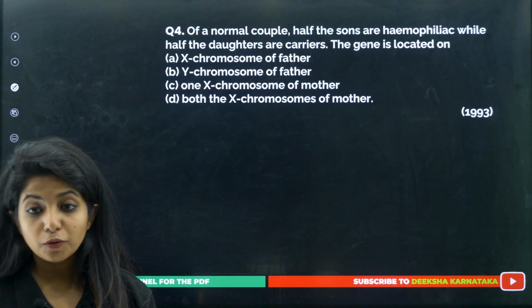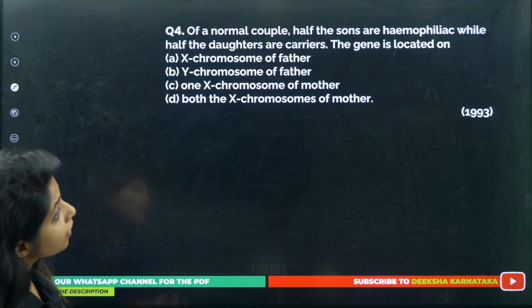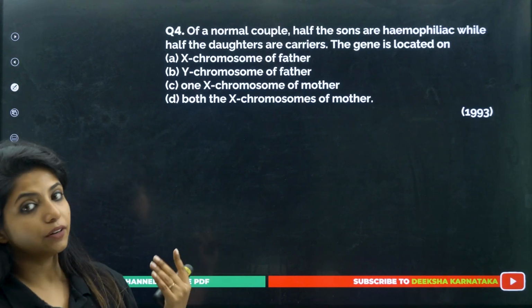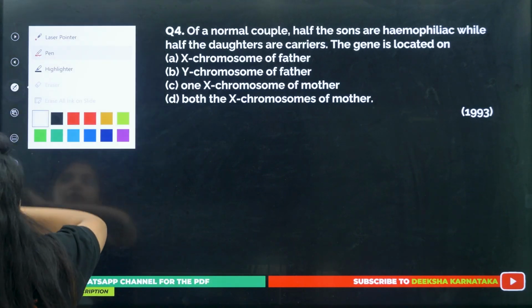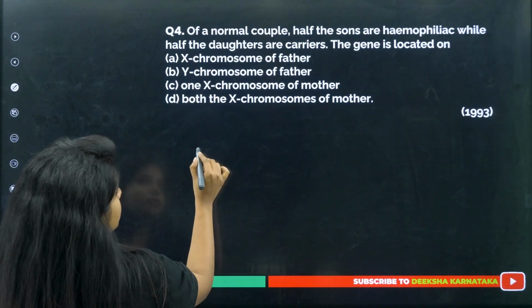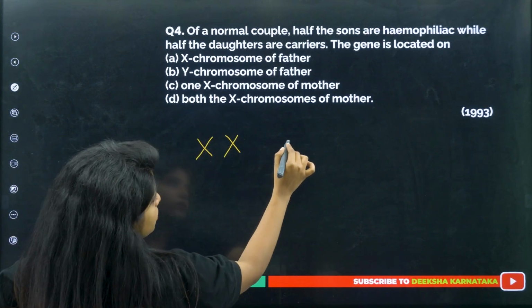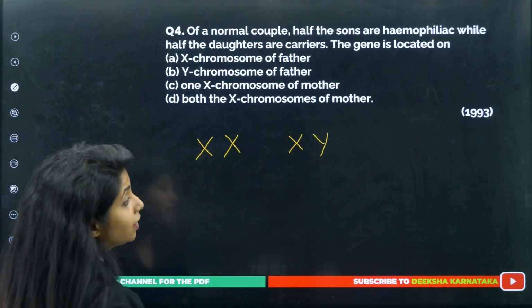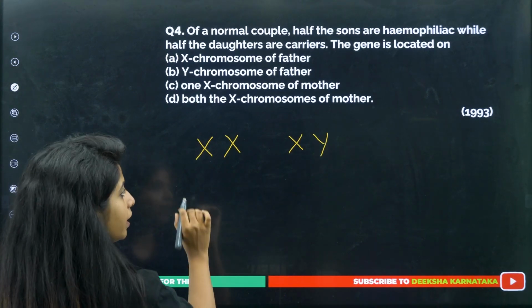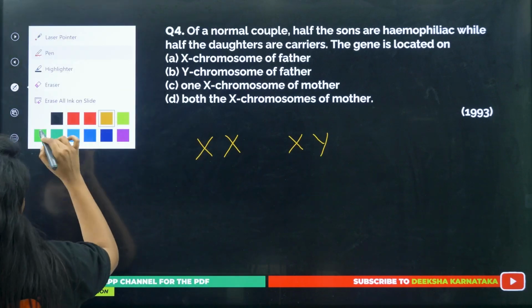Okay, now let's do the fourth question. Of a normal couple, half the sons are hemophiliac, while half the daughters are carriers. The gene is located on. Very great information, but we still need to find out. So they are saying there's a normal couple. Let's assume they are normal couples. And they are saying that half the sons are hemophiliac. So let's just make the number of sons and daughters.